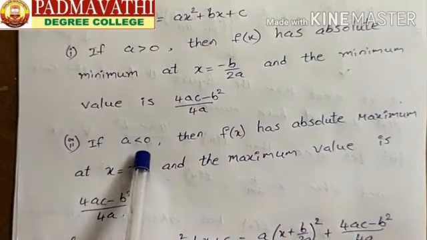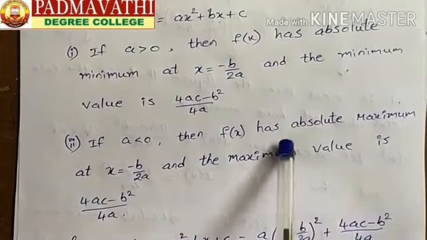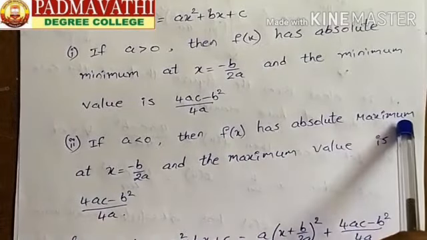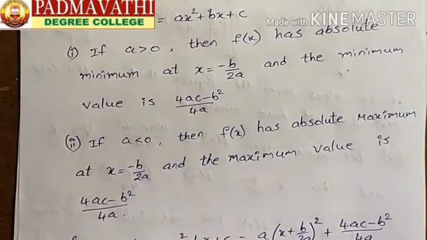If a is less than 0, meaning a is negative, then f of x has an absolute maximum value at x equal to minus b by 2a, and that maximum value is 4ac minus b square by 4a. So this is the theorem.